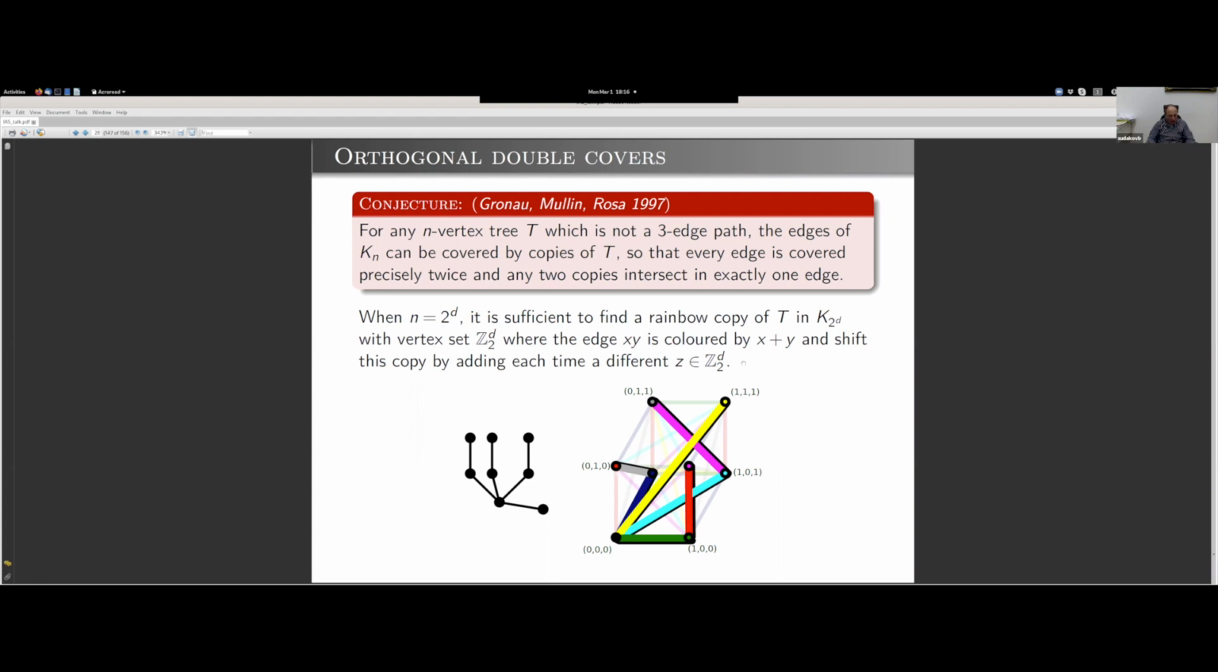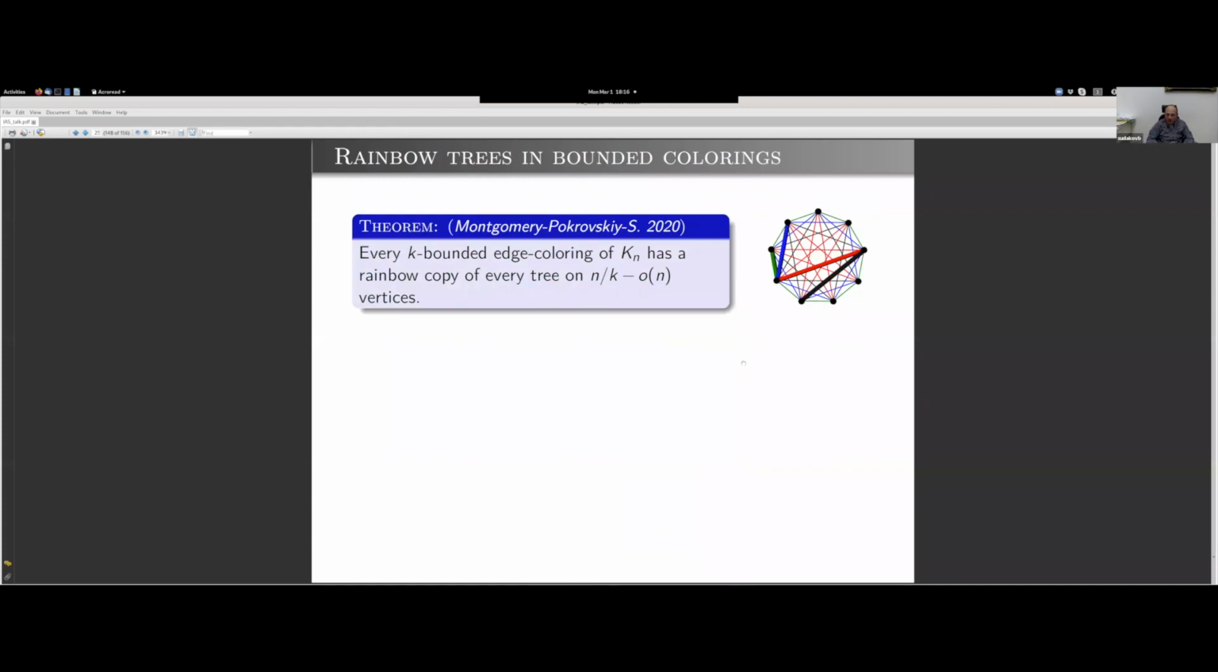So again, my question was, you take a complete graph on n vertices, you take a k-bounded coloring, and you ask what trees I can find rainbow in such a coloring. And this was the motivation for us to prove the following result, which we proved about 3 years ago with Richard and Alexei. So what we showed, actually, you don't need to put any restriction on the tree. Pick your favorite tree, as long as it's slightly smaller than n over k, and as Avi already mentioned, n over k is a hard bound, right?